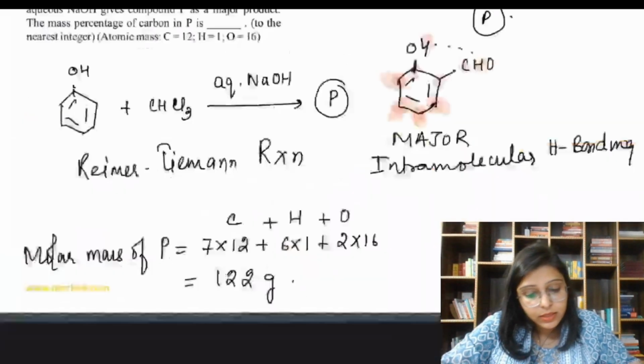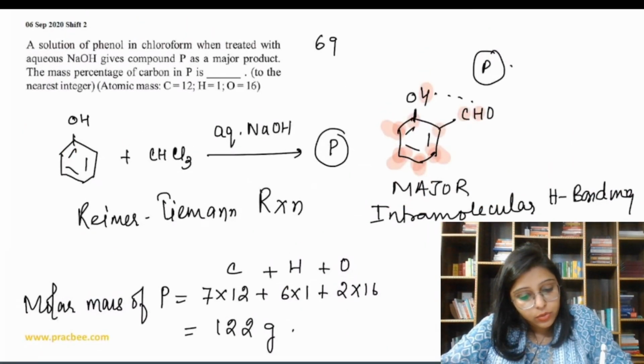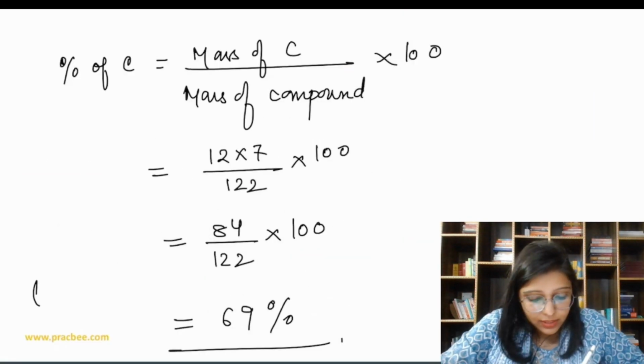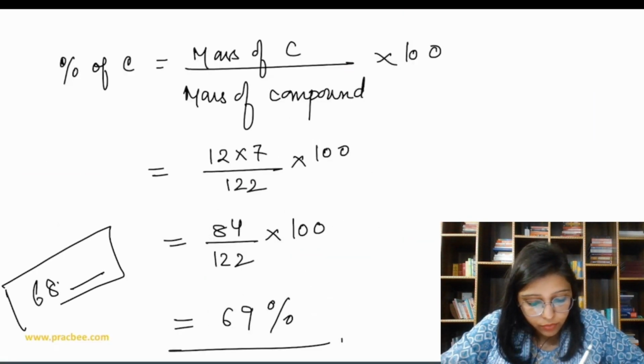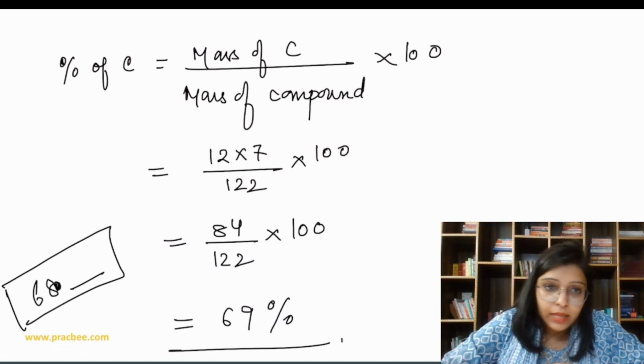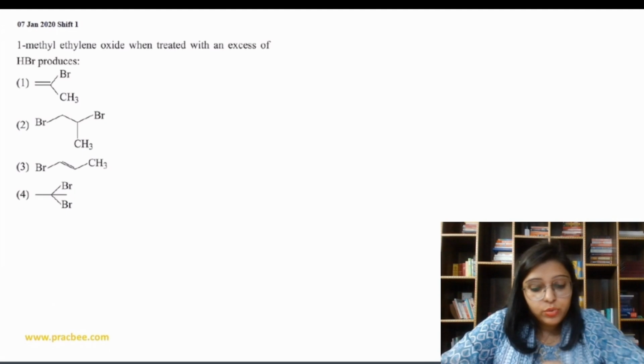Understood? You get 69%. The answer is going to be 69. Around 68 point something will come, you get 68 point something, but after rounding off you can write it as 69%. Clear? That's it. Now let's do the next question.